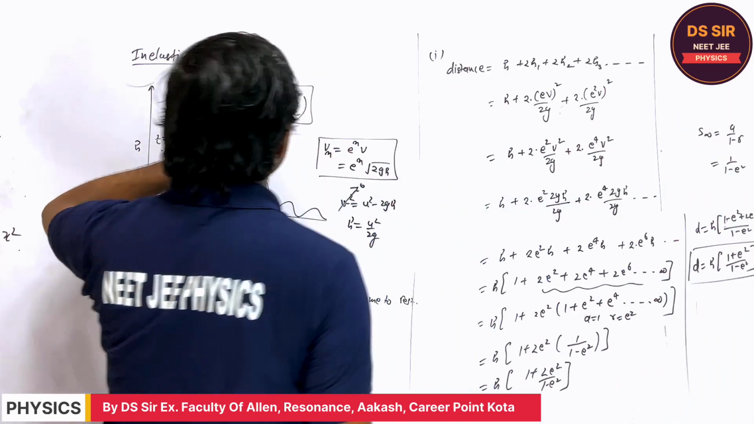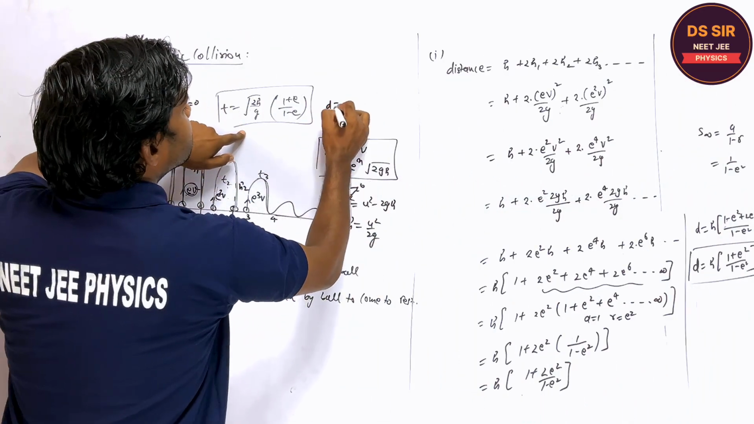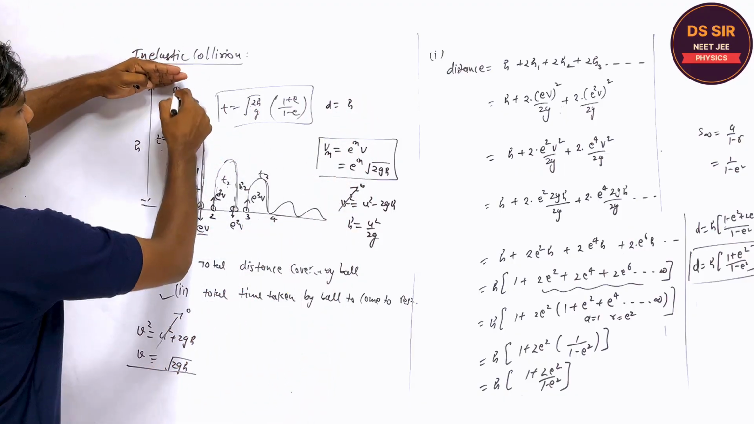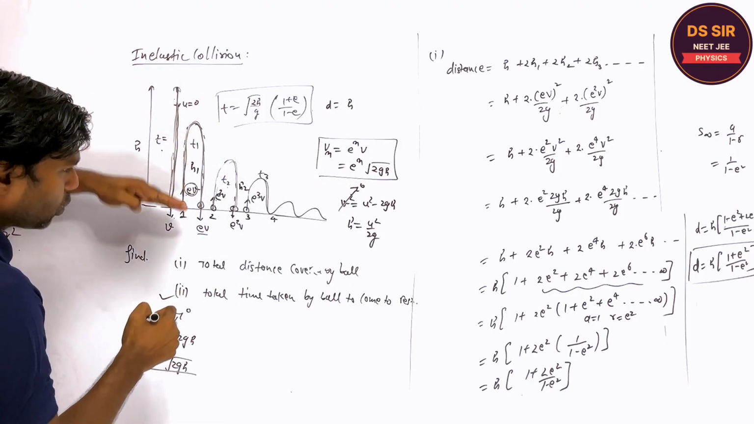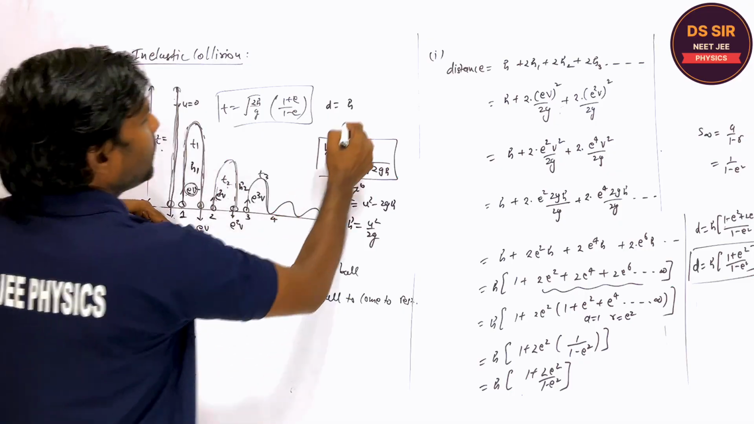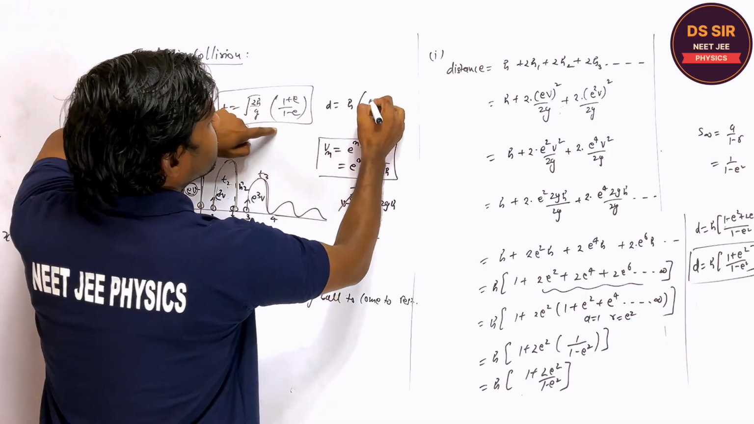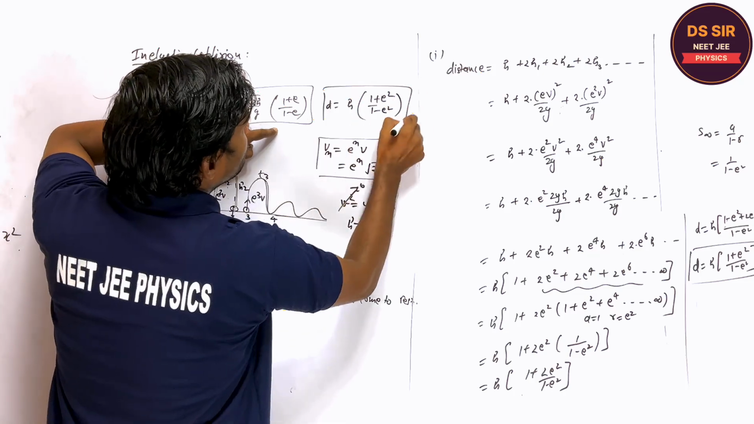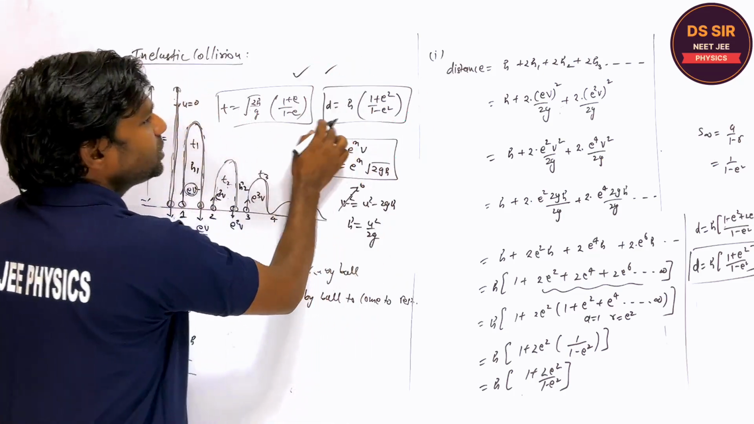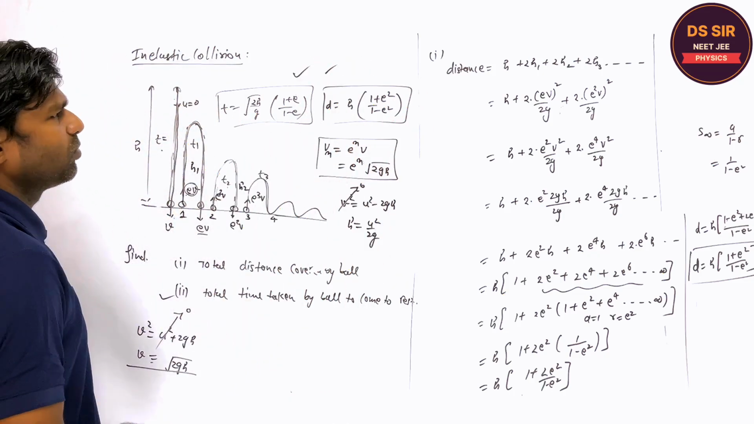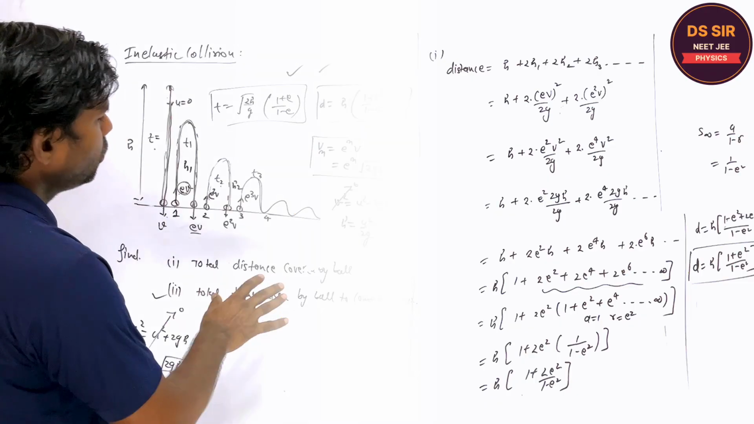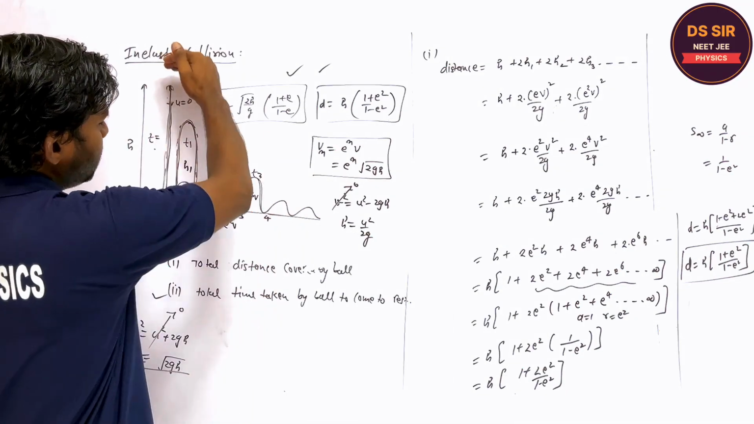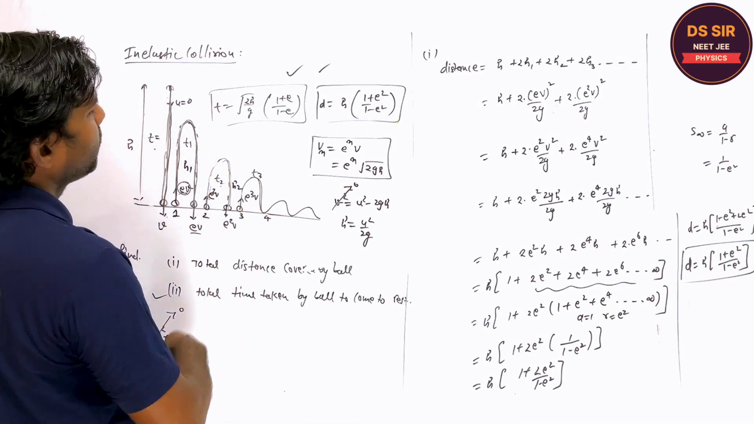So you may remember it in this way. The total distance is what? If we consider the total height is h, multiply by 1 plus e square upon 1 minus e square. You have to remember this and you can use this direct formula. These are the direct formulas, right? Copy this. So this is the ball rebound problem we say.